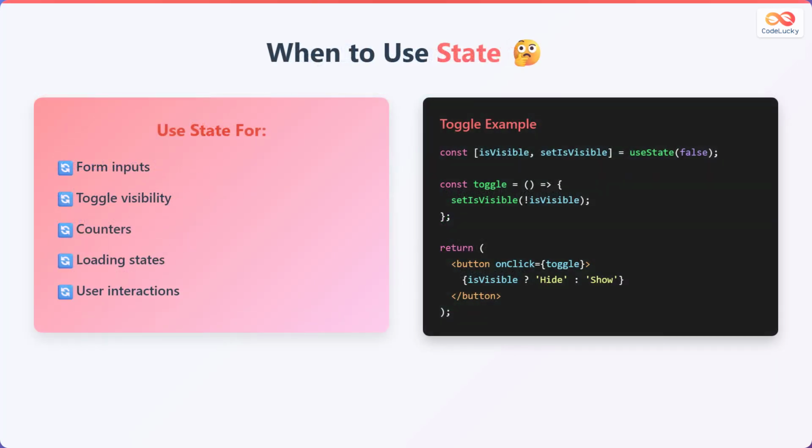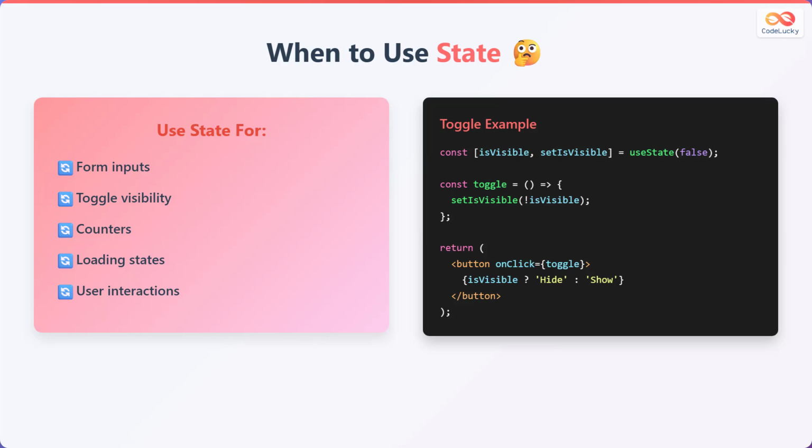Let's explore specific scenarios where using state in React components is appropriate. State is ideal for managing form inputs where the component needs to keep track of user input. State is useful for toggling visibility of elements or components. State can be used to maintain counters, such as keeping track of the number of times a button is clicked. State can manage loading states, indicating when data is being fetched or processed. State is suitable for handling user interactions, like tracking whether a user is hovering over an element.